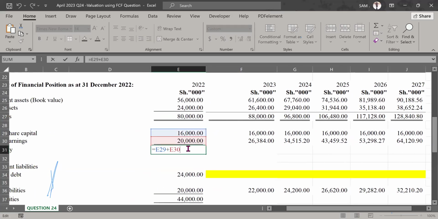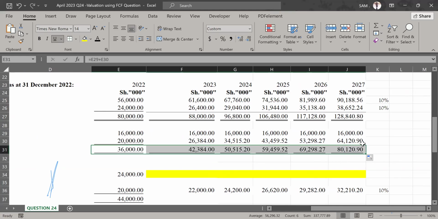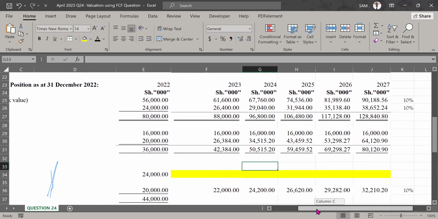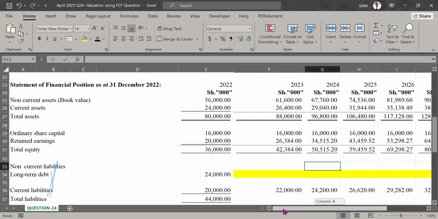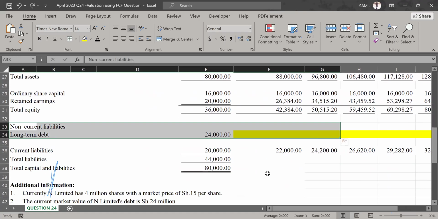Total equity is just the total of share capital and retained earnings. So the formula is already here. I will just autofill to 2027 and I have the figures there like that. Those are the total equity. After having my total equity there, we come to the next stage. I will skip non-current liabilities because that is where we have long-term debt. It will be the balancing figure.